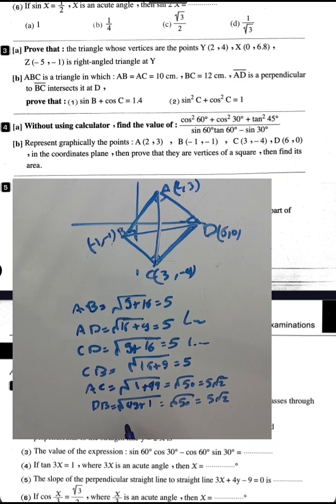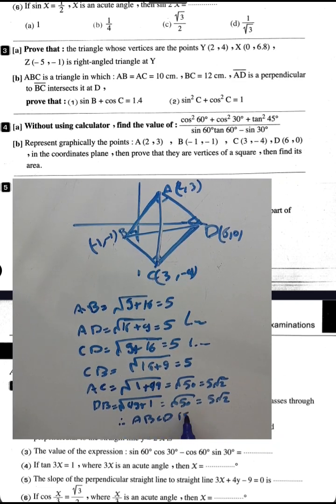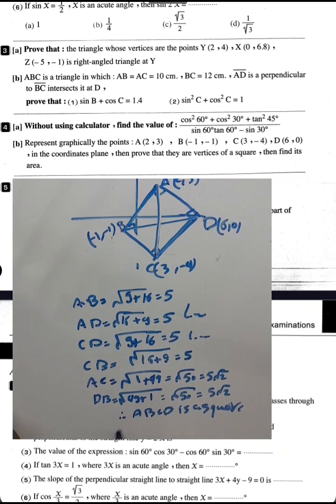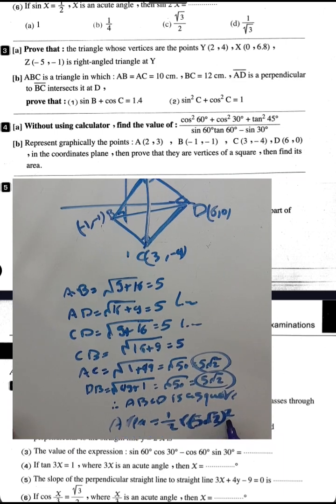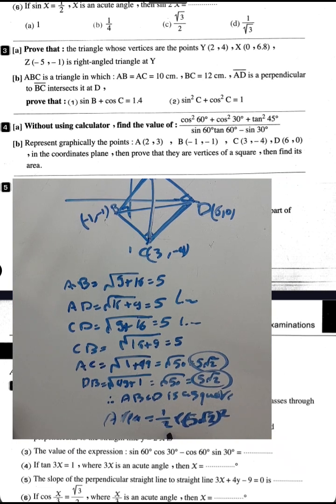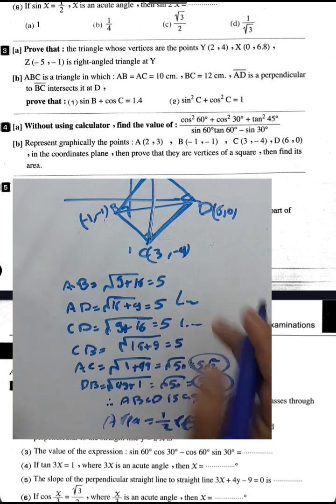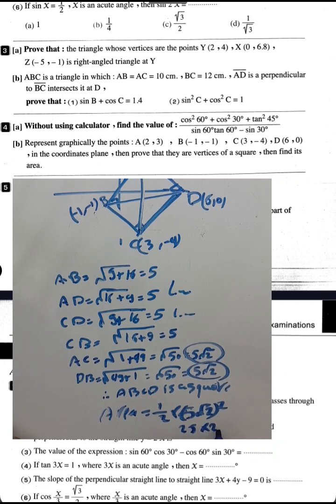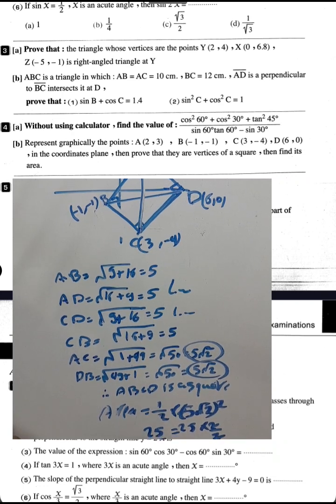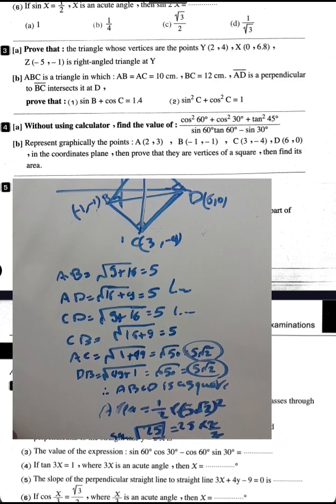Okay, then ABCD is a square. And then we can find the area: half times diagonal 1 times diagonal 2. 5 root 2 power 2 will be 25 times 2, divided by 2. It will be 50. Then the area will be what? We can write side by side, 5 times 5 is 25, or 5 root 2 power 2, 25 times 2 divided by 2. It will be 25 square units. The area will be 25 square units.